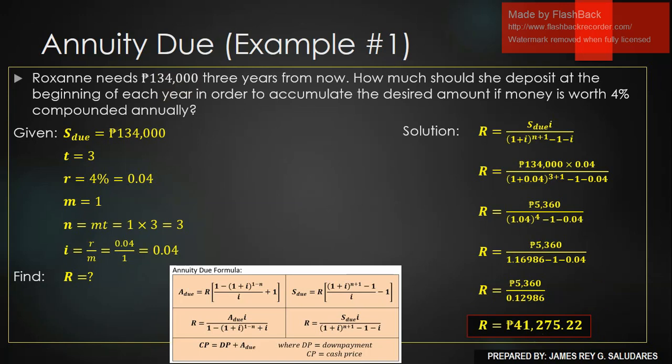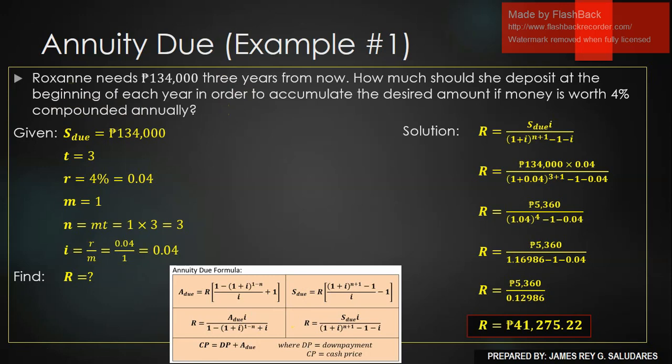The difference between the ordinary annuity and annuity due is the payment. The payment for annuity due is to be paid at the beginning of each period. So it is just the formula that changes. The hard part is to identify what type of annuity it is.